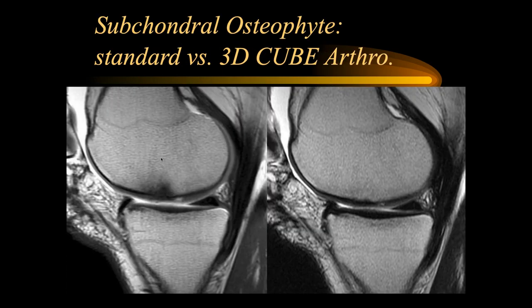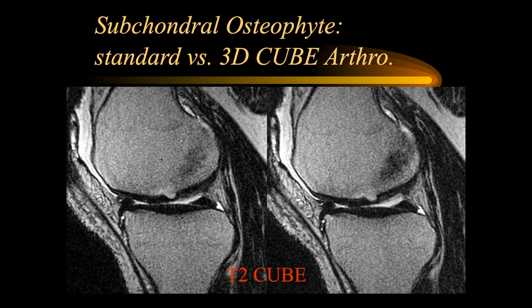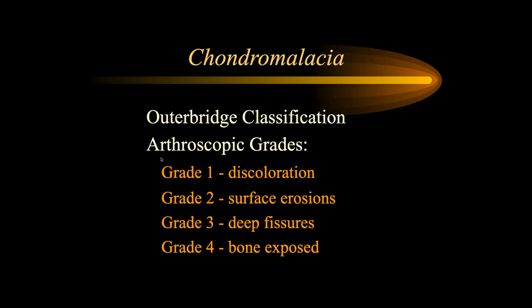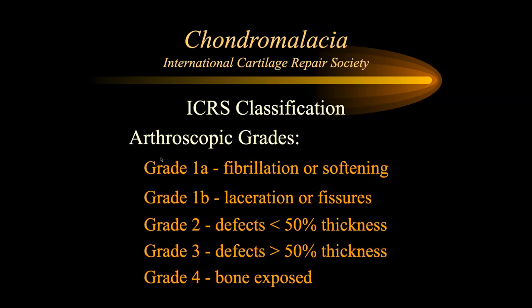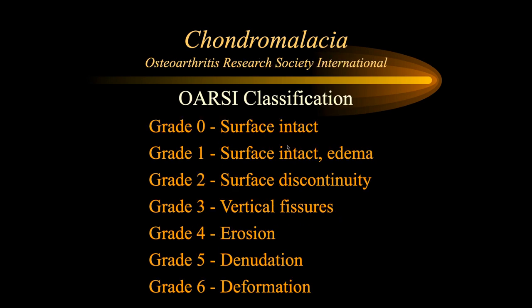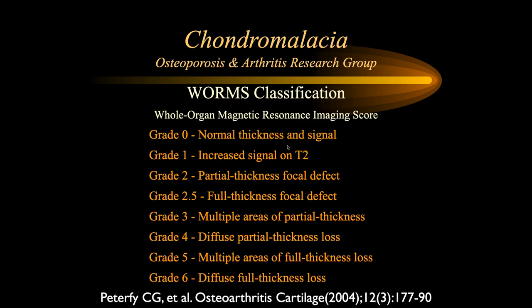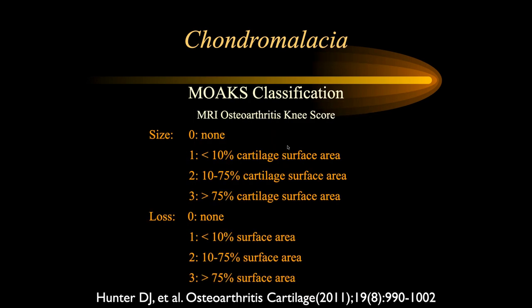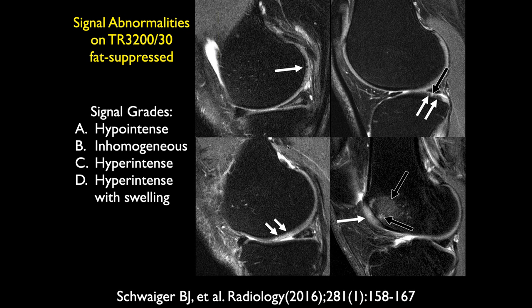The classification that most people use is the Outerbridge classification, which has 4 grades. Then there's an ICRS classification, which has 5, but it's basically similar to Outerbridge, except it divides grade 1 into 2 different types. Then there's an ORSI classification that has 6, a Worms classification that has 8, and a Mohs classification, which separately classifies the size and the amount of loss of articular cartilage in the joints.